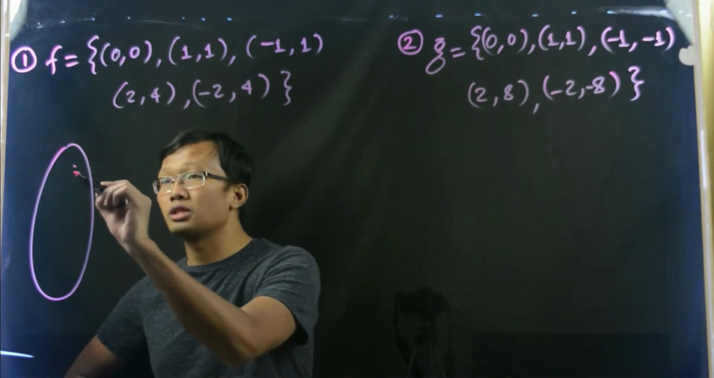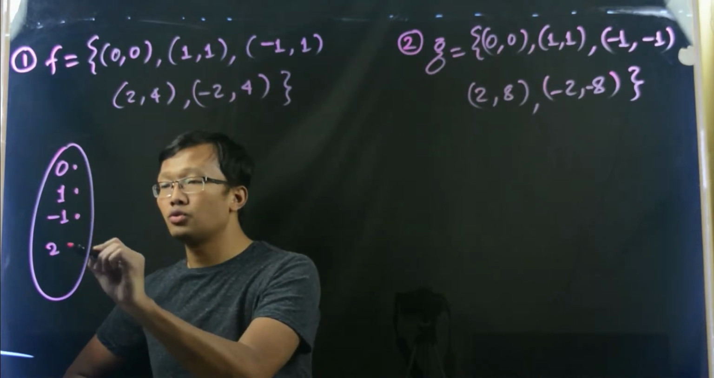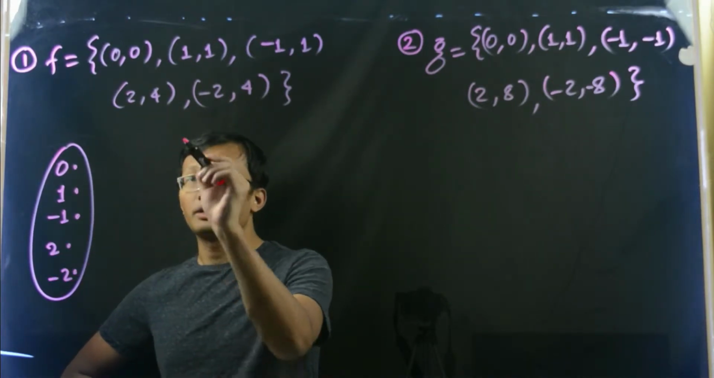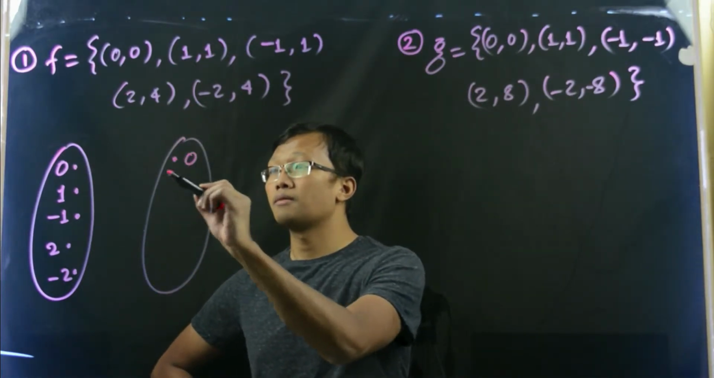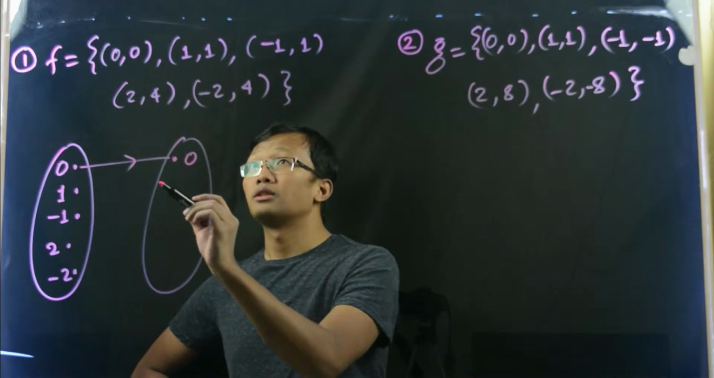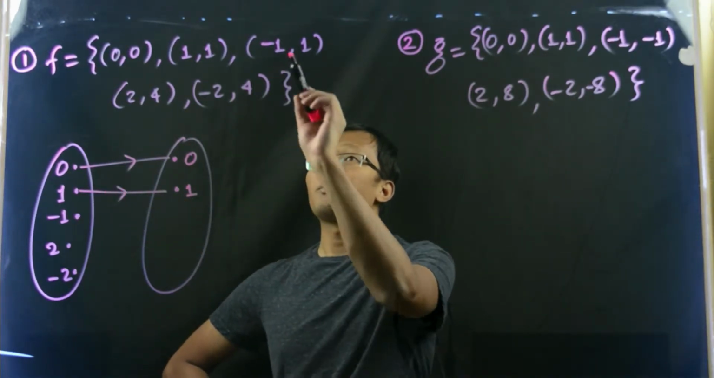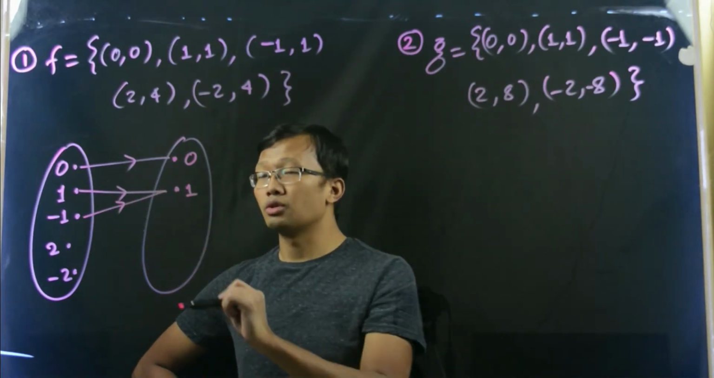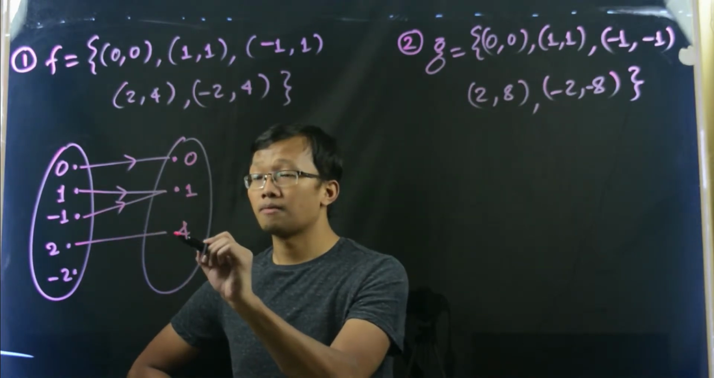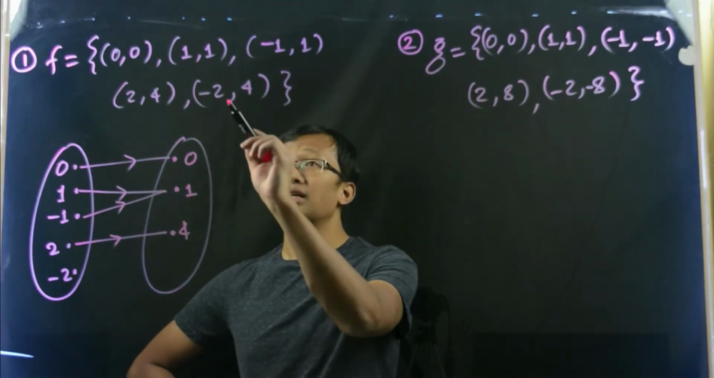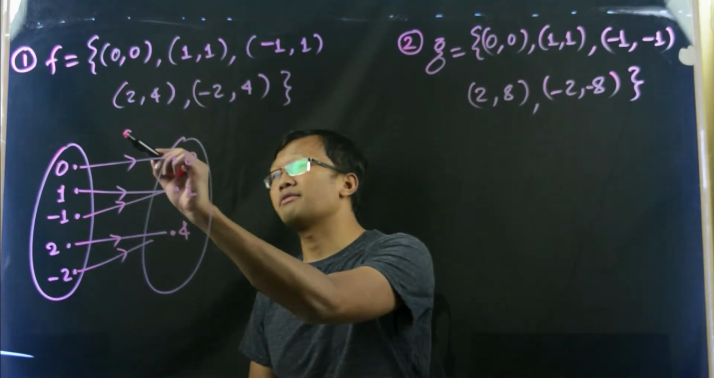So let us suppose this point is 0, then 1, -1, 2, and -2. Then 0 goes to this point. (1, 1), so this is 1. (-1, 1) means -1 will also go towards 1. (2, 4) will be this, and (-2, 4) would also be this. So clearly this is a function. So f is a function.